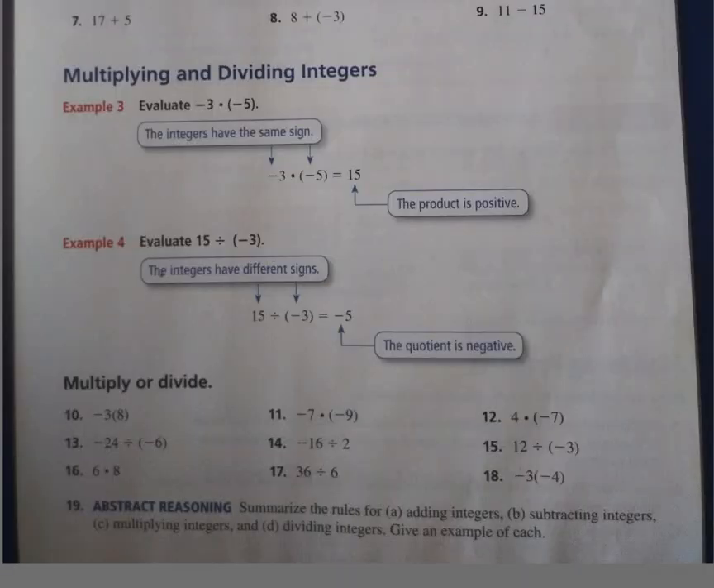Next is 36 divided by 6. So again, we'd have to plug this into a calculator, or we'd have to have it memorized, or look at a multiplication table, or whatever. But there's no negatives, right? Nothing to deal with, so positive divided by positive is positive. So 36 divided by 6 is 6.